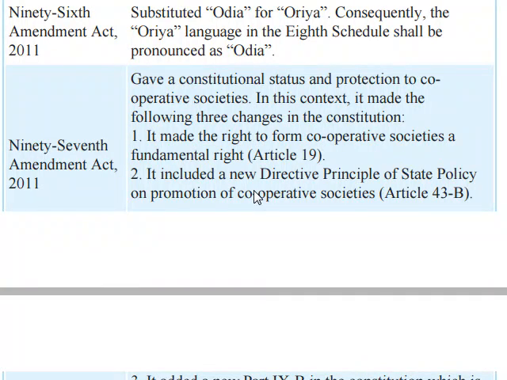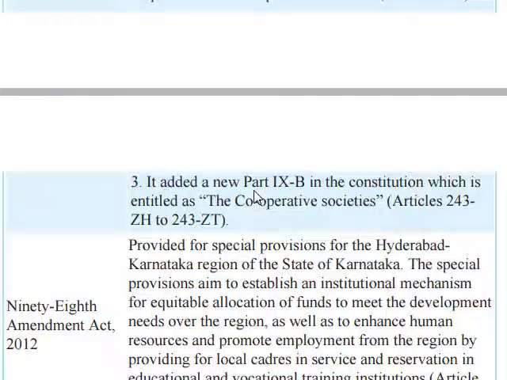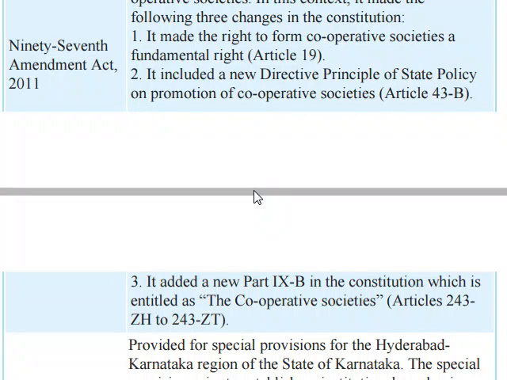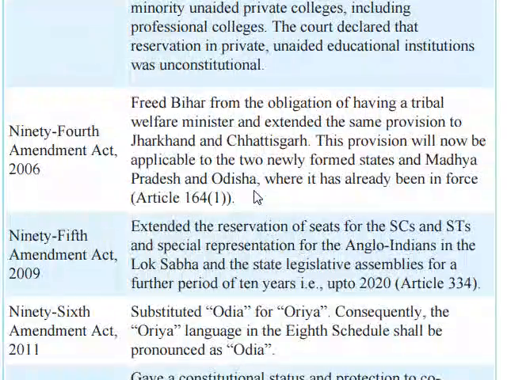97th Amendment Act gave constitutional status and protection to cooperative societies, and it made the following three changes in the Constitution. It made the right to form cooperative societies a fundamental right, Article 19. It included a new directive principle of state policy on promotion of cooperative societies, Article 43B. It added a new Part IX-B to the Constitution, entitled The Cooperative Societies, Articles 243ZH to 243ZT.